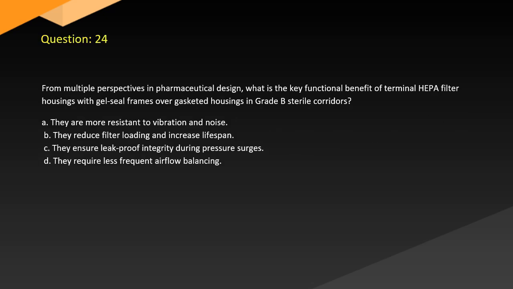Question 24. From multiple perspectives in pharmaceutical design, what is the key functional benefit of terminal HEPA filter housings with gel seal frames over gasketed housings in Grade B sterile corridors? A. They are more resistant to vibration and noise. B. They reduce filter loading and increase lifespan. C. They ensure leak-proof integrity during pressure surges. D. They require less frequent airflow balancing.